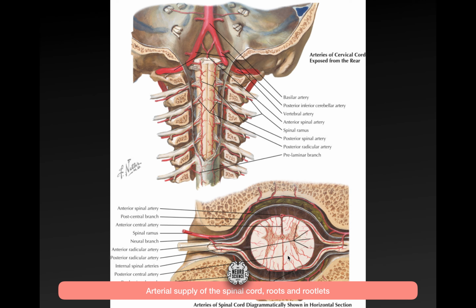And here's what it looks like in cross section. We have our anterior spinal artery giving branches here. This is actually called the central artery, the anterior central artery, that runs in this anterior median fissure off of the anterior spinal. And then we have two posterior spinals in this posterolateral sulcus. So there's an anterior median fissure, a posterior fissure, and posterolateral sulci bilaterally.